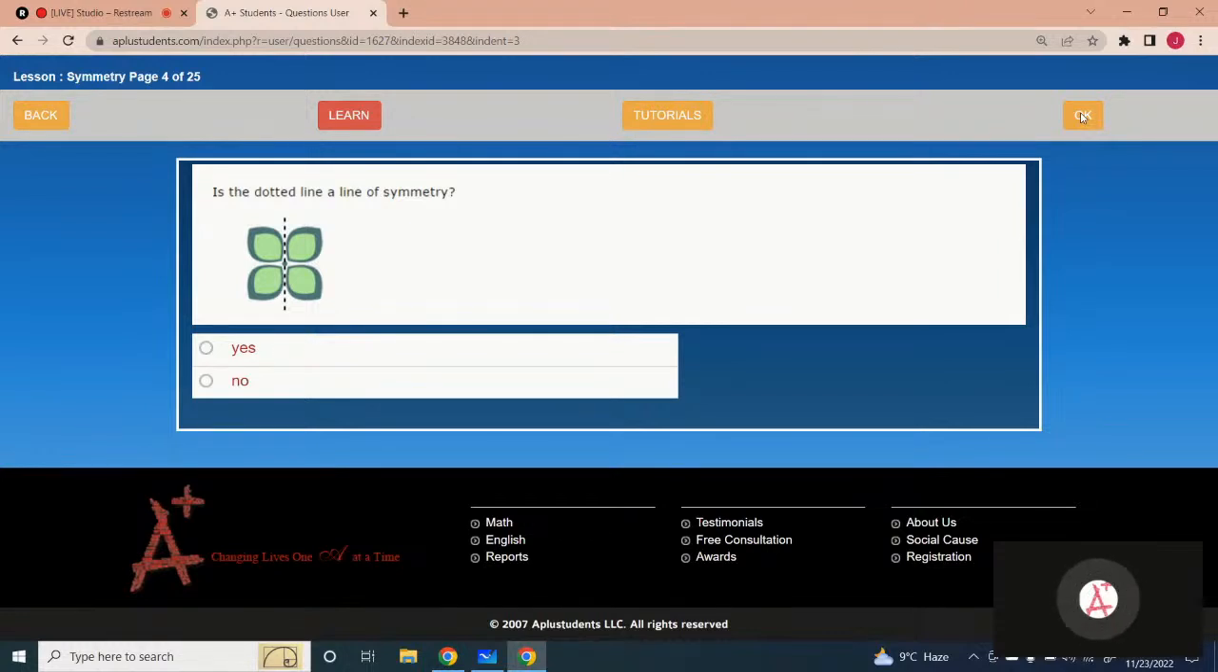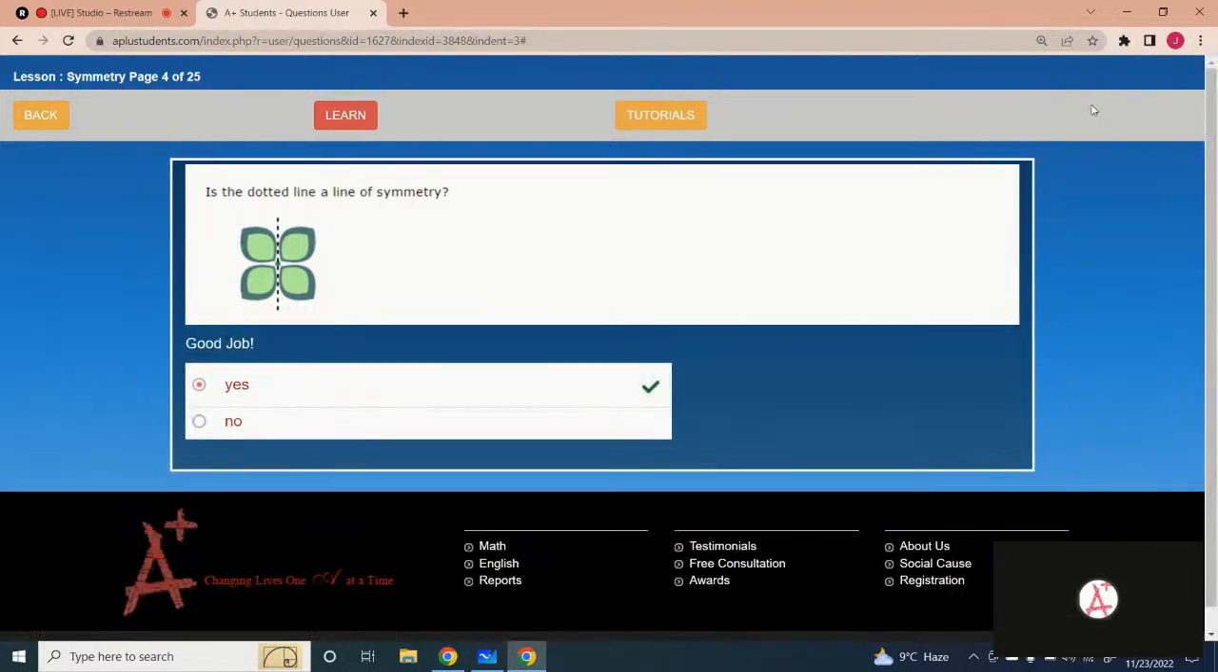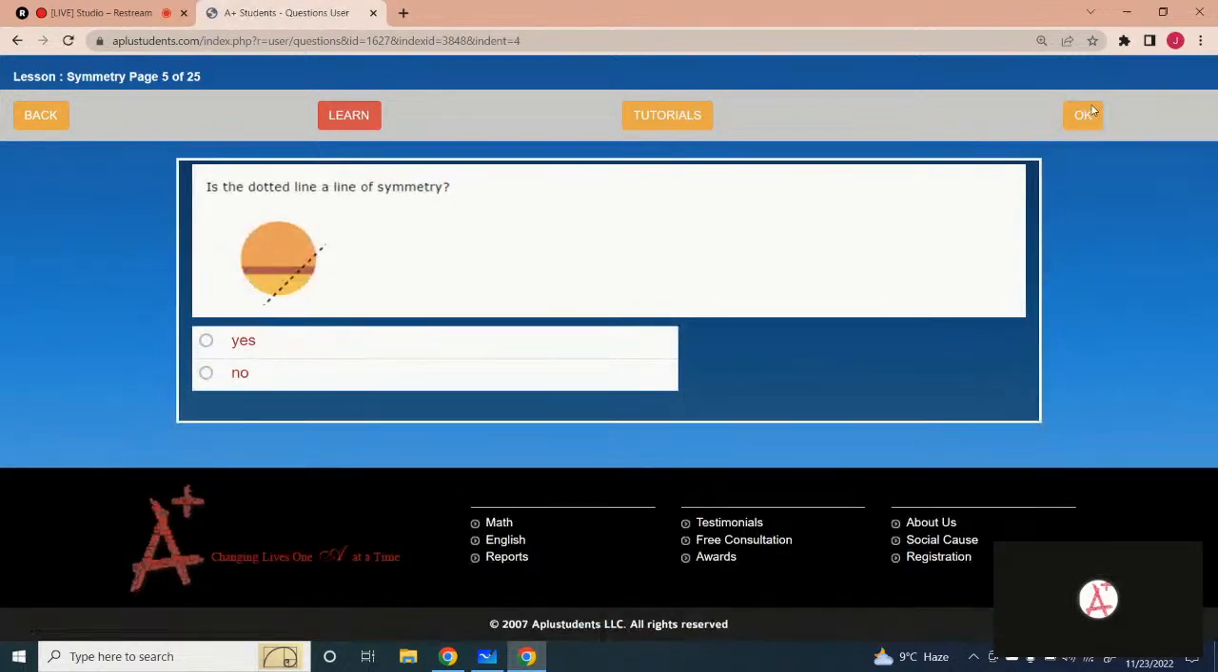Yes, because when you fold the image, the two sides will match up. So the answer is yes. Okay, very good. Is the dotted line a line of symmetry? Yes or no? The answer is no. The dotted line is not a line of symmetry. Got it?